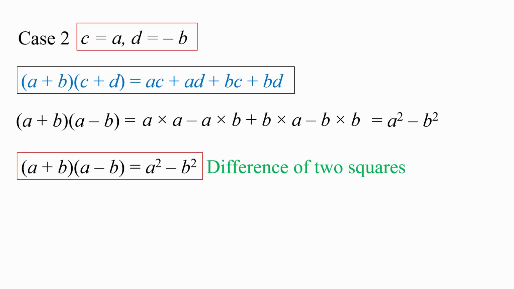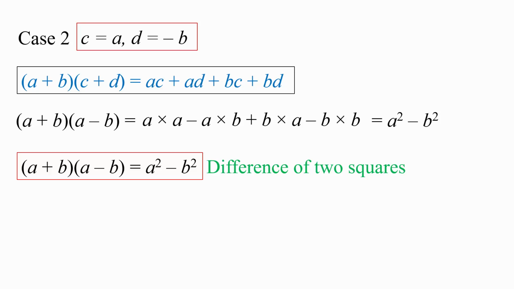So all we have left is A times A, which is A squared, and B times B, which is B squared. And that is also given a special name, where the two brackets are exactly the same except that one has a plus in the middle and the other has a minus. And that is called the difference of two squares.